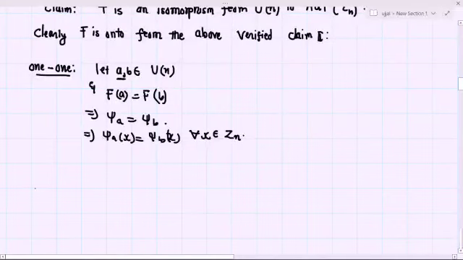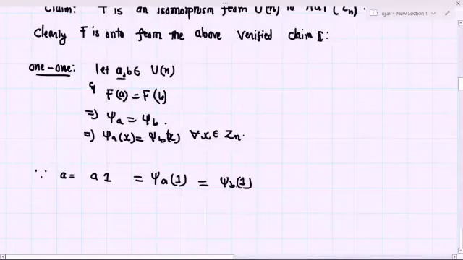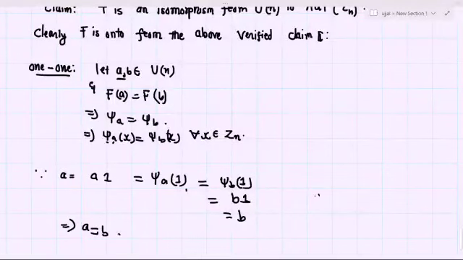So you can write A as A times 1, which is psi A of 1 by the definition of psi A. But psi A of 1 is equal to psi B of 1, because 1 is in Zn, and we have said that psi A of x equals psi B of x for all x in Zn. This is the same as psi B of 1, which by the definition of psi B is B times 1, which is B. So we proved that A equals B. So the 1-1 part is done.